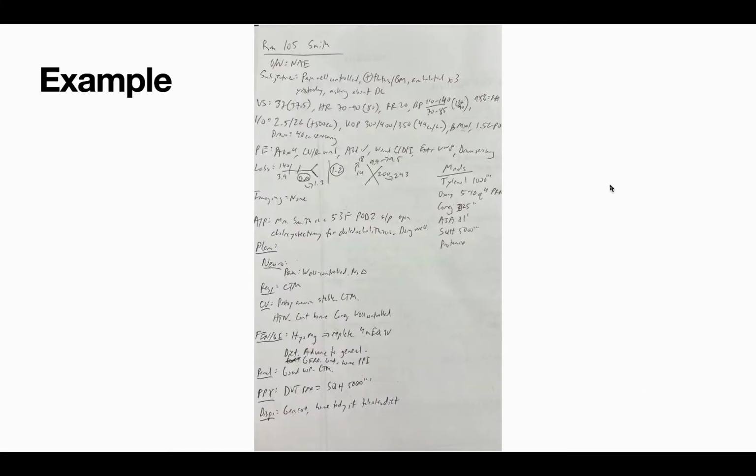All right, so if I was a medical student, this is how I would present this patient. So this is patient Smith in room 105. She's a 53-year-old female. She's postoperative day 2, status post an open cholecystectomy for choledocholithiasis. She's doing well today. So overnight, there were no acute events.